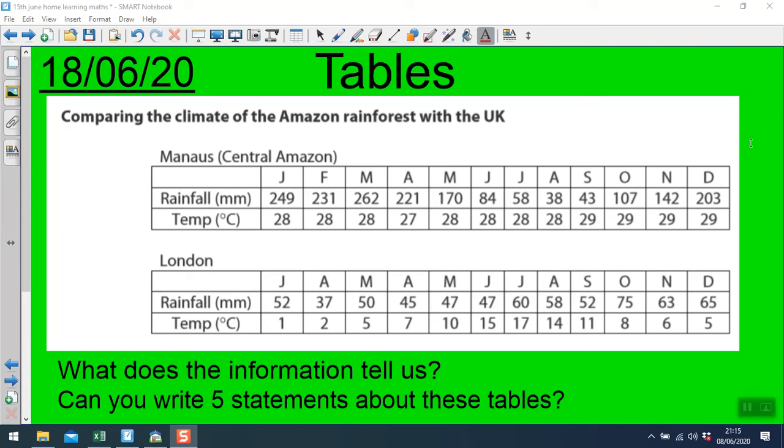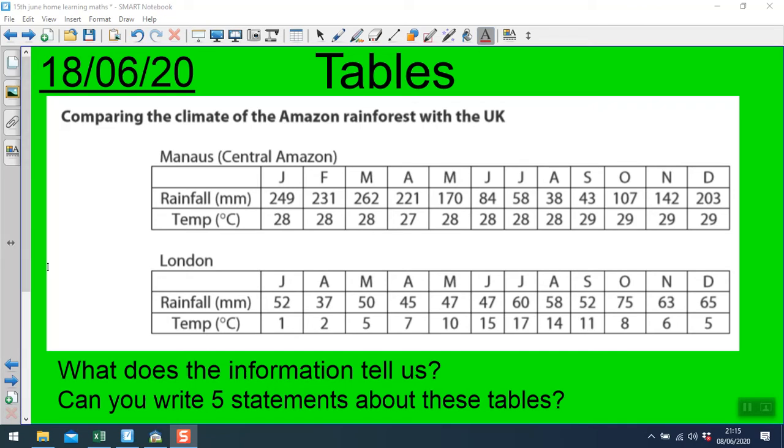Morning. This is our fourth lesson this week in maths, and we are looking at tables today. On the screen you can see the climate table which compares the Amazon rainforest with the UK. So central Amazon with London. And we can see rainfall measured in millimetres and the temperature measured in degrees Celsius for each month of the year. So January, February, March, April, and so on.